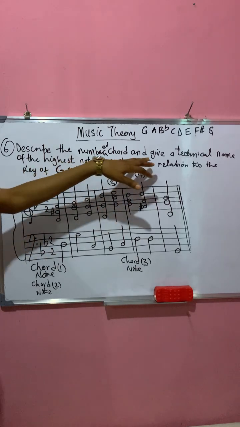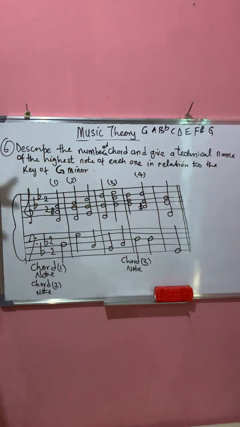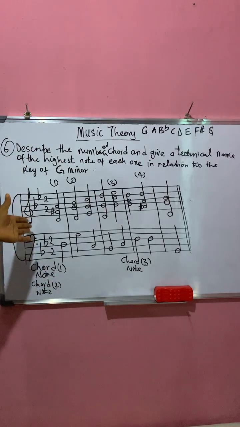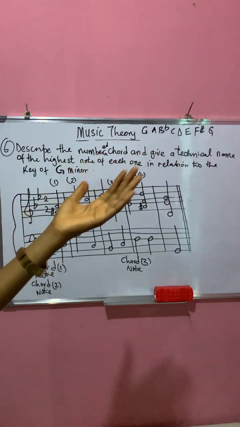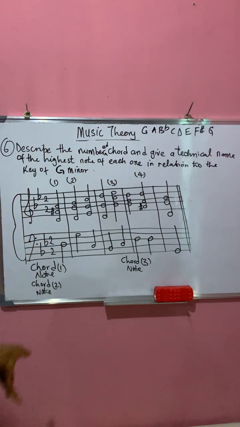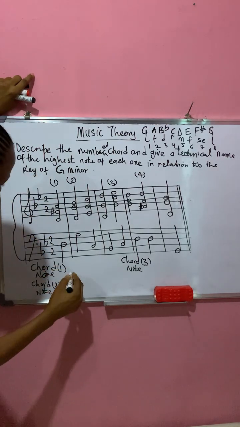Describe the numbered chord and give a technical name of the highest note of each one in relation to the key of G minor. That means what you are seeing here is not B flat major, but rather it's the relative minor of B flat, which is G minor. So the first chord you're asked to identify is a chord combination of D.